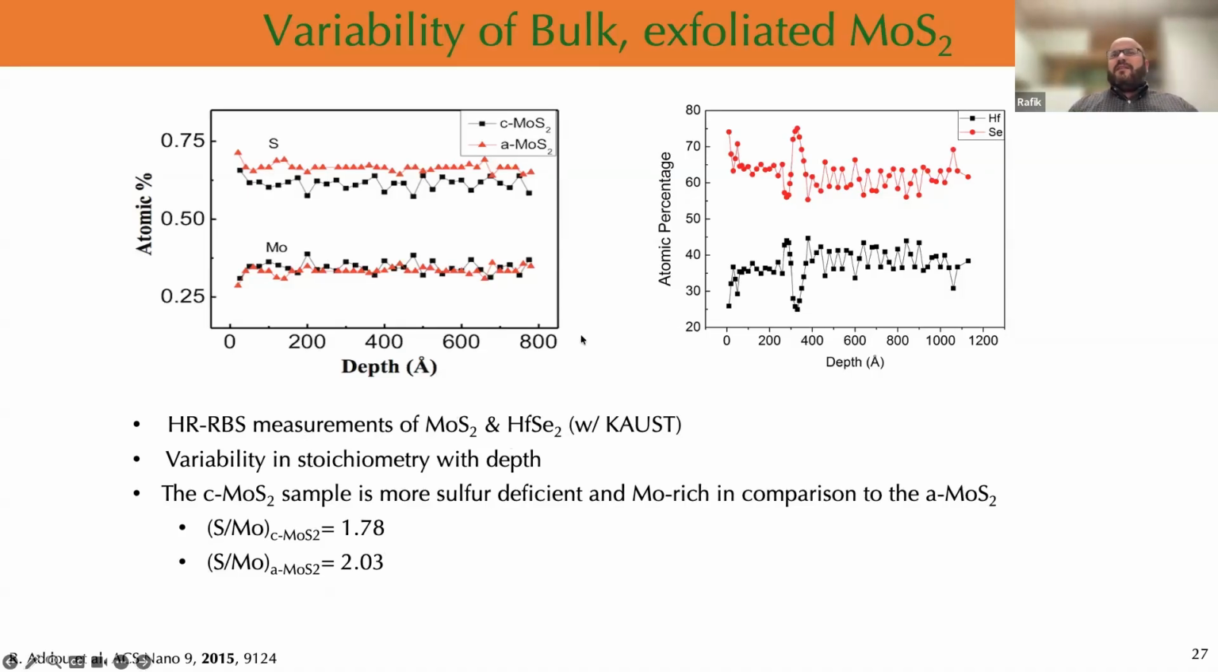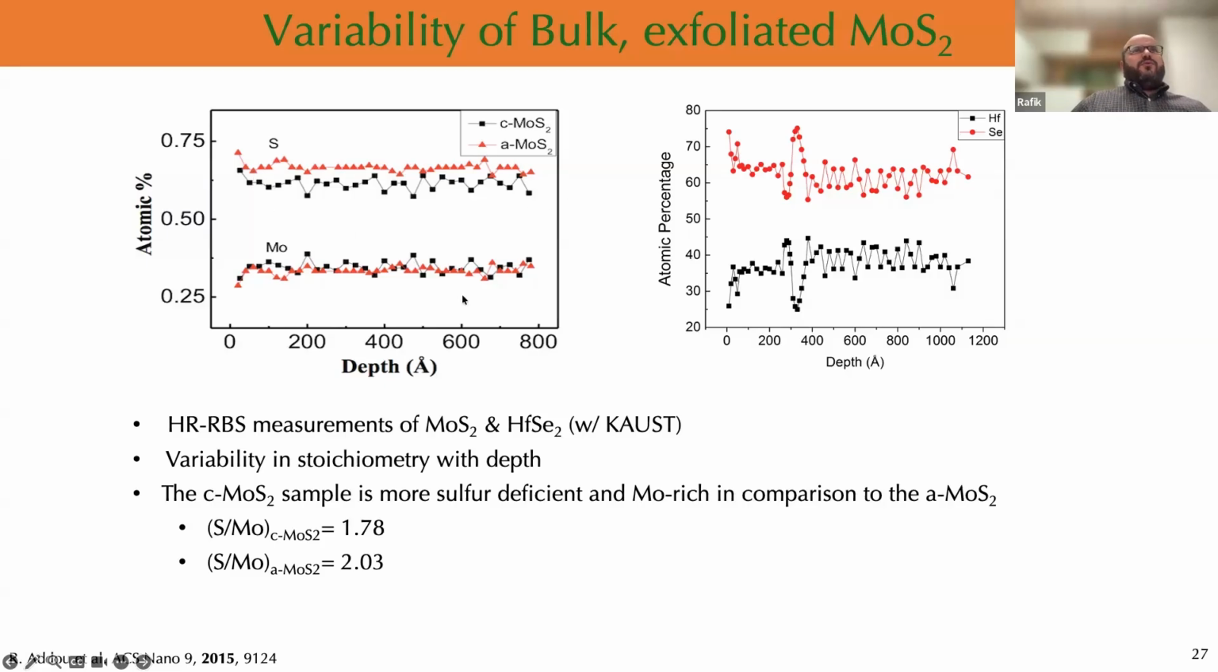This will give us the stoichiometry of the sample, but not only on the surface. The surface is here at 0, but up to, for example, for this sample, 80 nanometers below the surface, and for this sample of hafnium selenide, up to 120 nanometers below the surface. So we can understand some variation near the surface in the stoichiometry, probably due to the exfoliation.